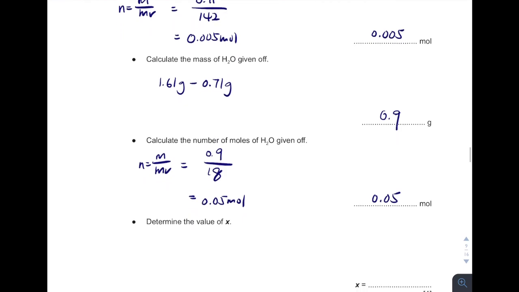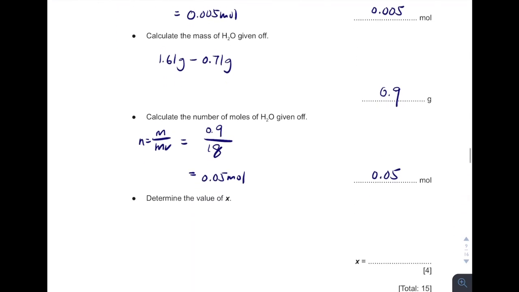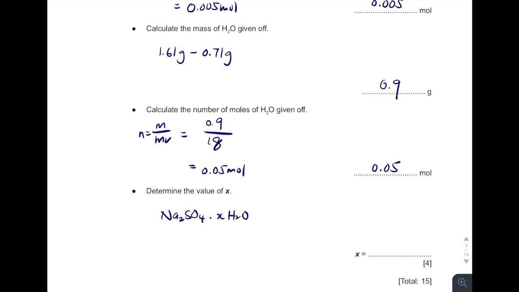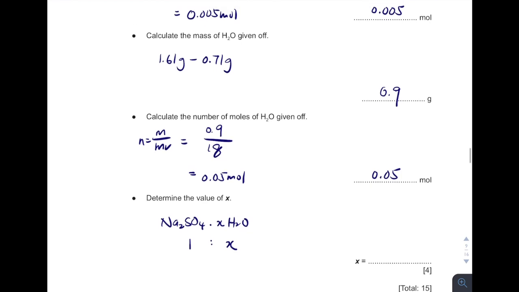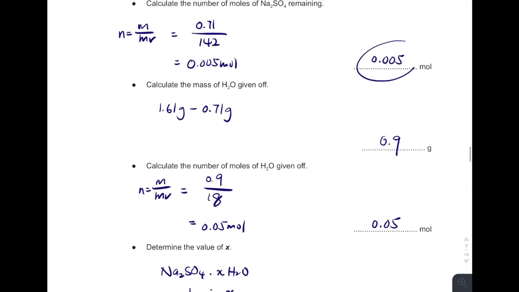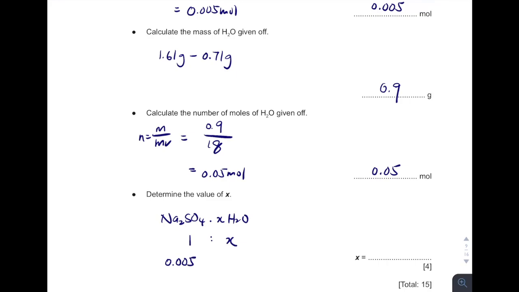Okay, then what is the value of x? So how do you look for the ratio? Given here, Na2SO4 dot xH2O, means the ratio of Na2SO4 is 1. What is the ratio of this? What is the moles you have of sodium sulfate? We found that it is 0.005 mole. And the moles of water molecule, 0.05. So you compare the ratio, and eventually you will get x equals 10. Or you can also use 0.05 divided by 0.005. You get 10. So this is how you look for the ratio x.